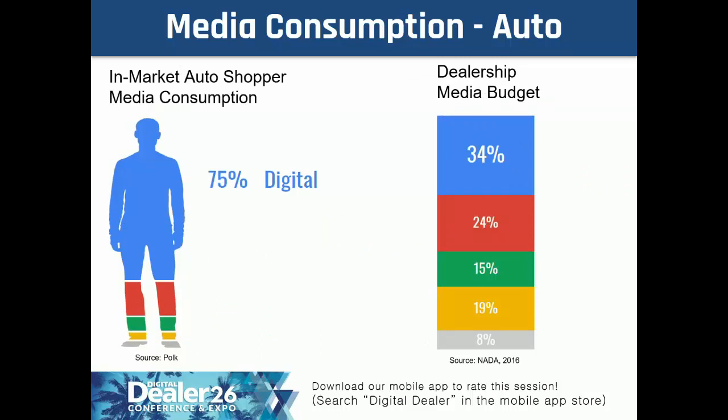And I'll give you guys a final slide on all this media consumption stuff. On the right is dealership media budgets from NADA that they did 2 years ago. And again, this is the same arbitrage opportunity we talked about on the general level, and this is specific to auto. So your consumer that you're trying to target and to get to come into your dealership is spending 75% of their time on digital, while the dealerships are only spending 34% of their budget on digital. So again, this is a huge arbitrage opportunity.